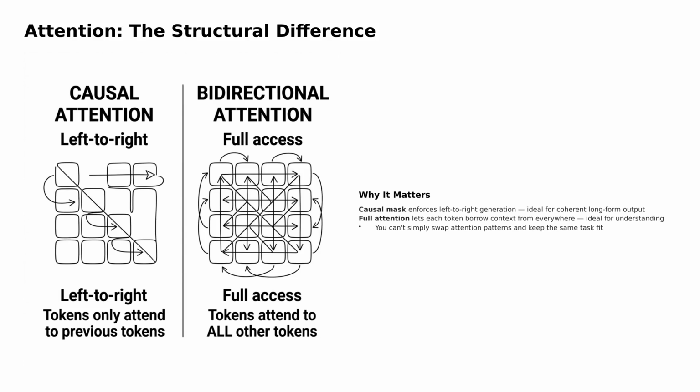The key difference here is structural. A causal mask forces the model to move left to right, which makes it well suited for generating coherent text over time. Full attention works differently. Every token can use information from the entire sequence, which is much better for understanding and interpretation. That's why attention patterns aren't interchangeable. You can't just swap them and expect the model to stay equally good at the same task.